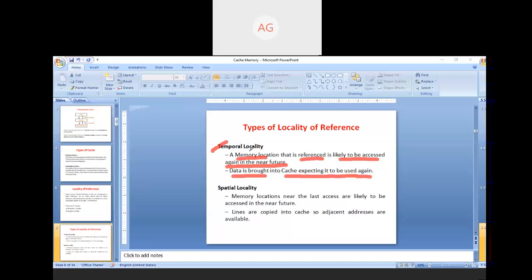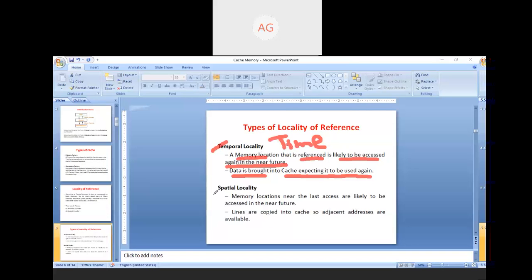So basically, temporal locality depends on the time factor. Whatever is referenced in the near future has a much higher probability of being referenced again. So this is based on the time factor.